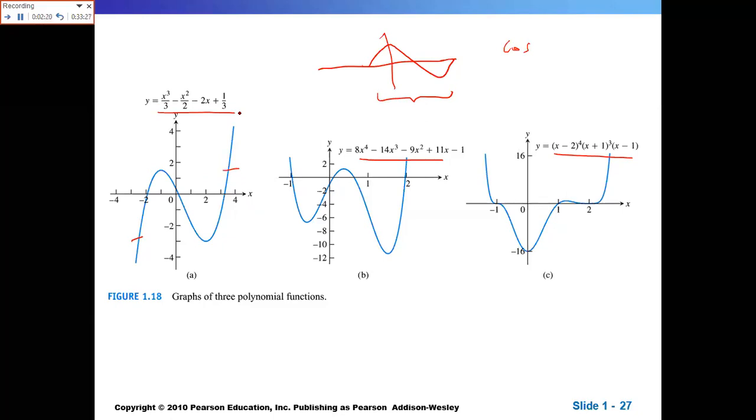I will give you specific steps to find the domain and specific steps to find the range.